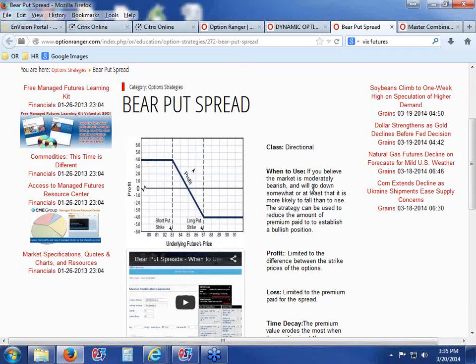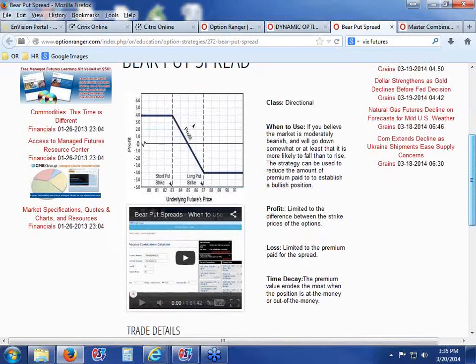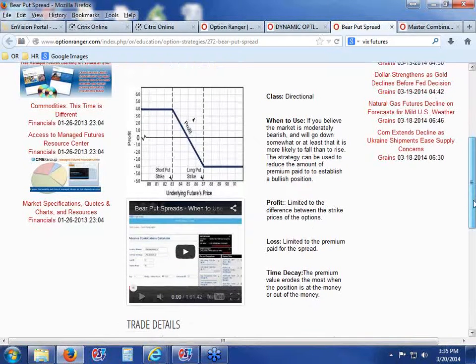So again, if you're looking for a market to be moderately bearish, to go down somewhat, or at least that it is more likely to fall than rise, then one of the strategies that can be used here is to use a put spread, and that changes the risk of establishing a bearish position using either an outright futures or purchasing an outright put.